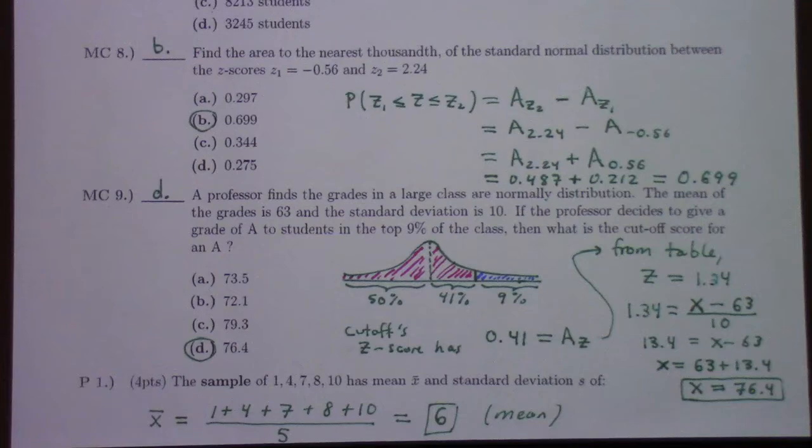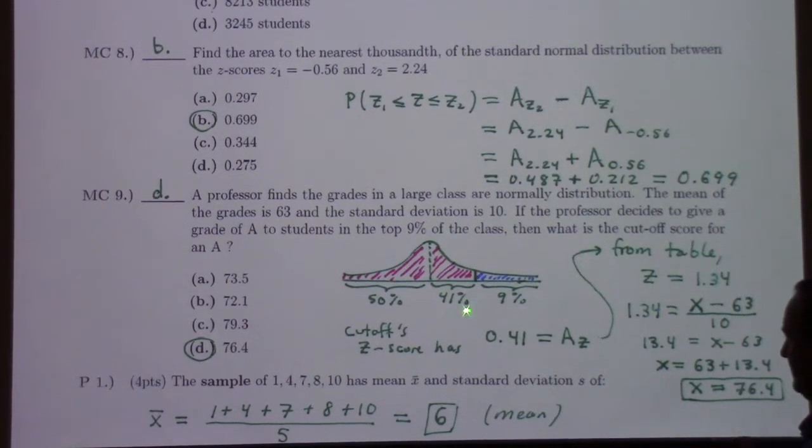So we've got a mean of 63. That's right in the middle. And the standard deviation is 10. And the professor decides to give a grade of an A to students in the top 9% of the class. So I made a picture. The blue shaded area corresponds to students getting an A, which means that the other 91% of people are not getting an A. Of that 91%, 50% are below the mean, and then 41% are above the mean.